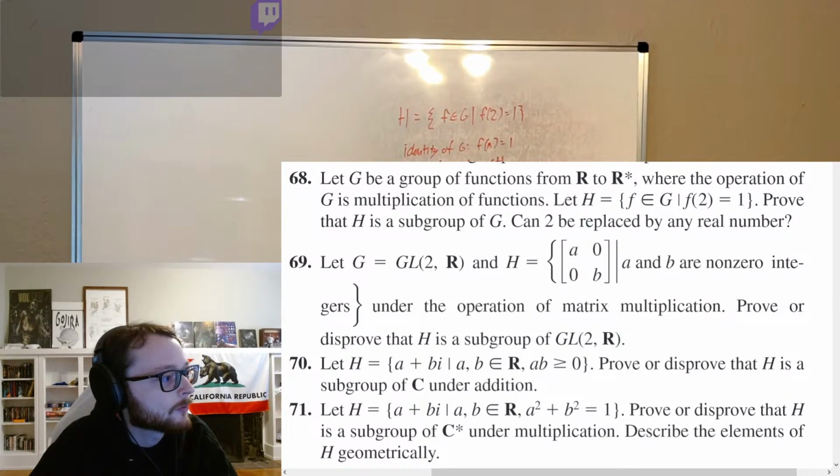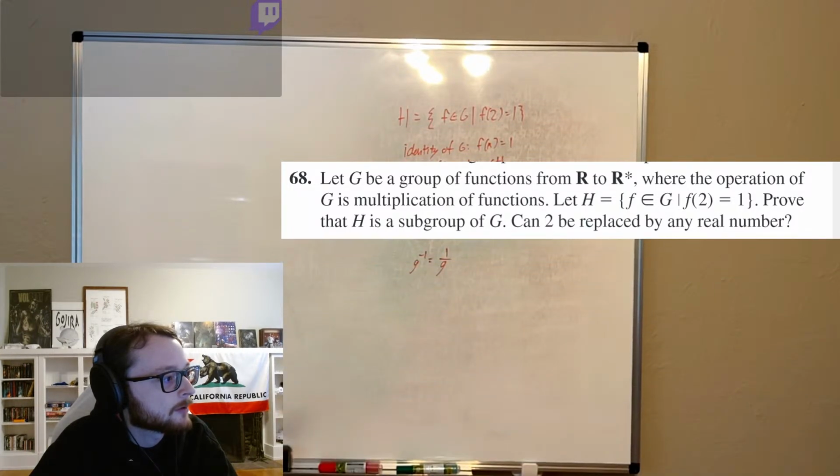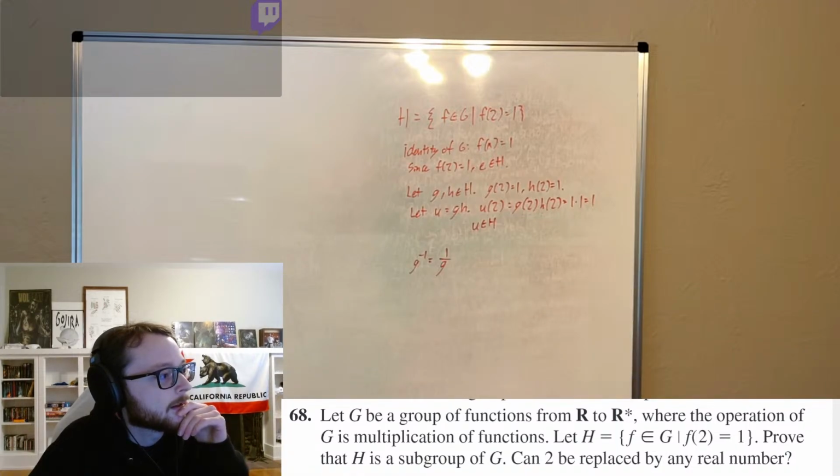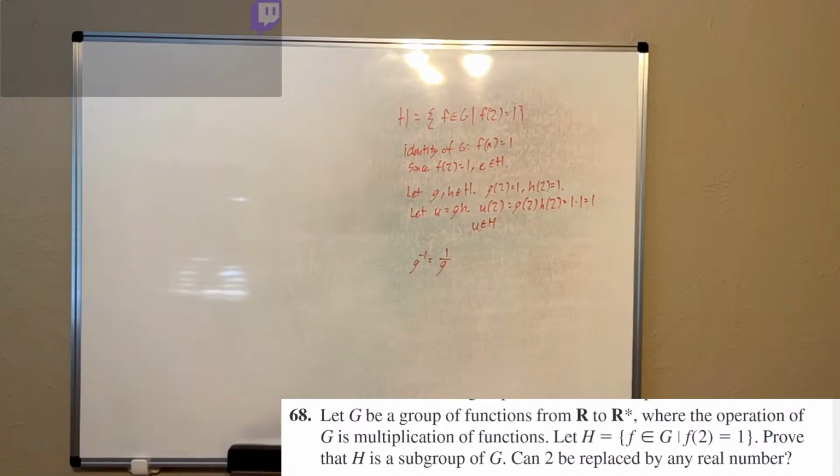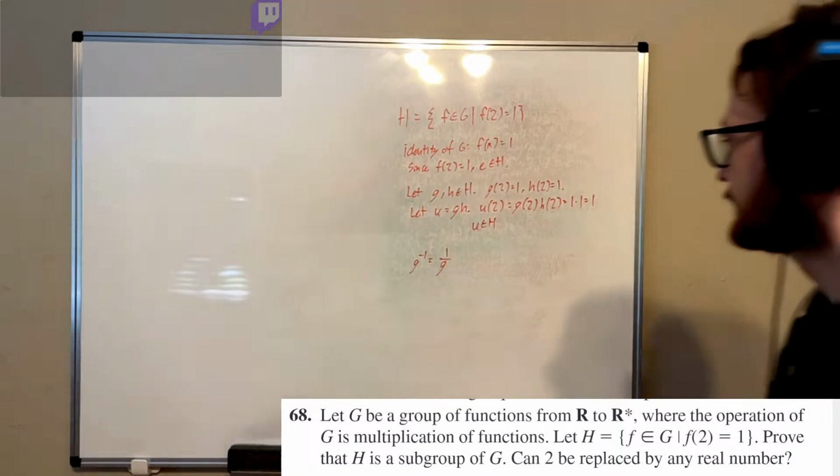All right, so I'm working on 68 right now. I have proven that the identity is in H. I've proven that H is closed, and I have the idea for the inverses. I just need to actually write it out. Great, that's good to hear.